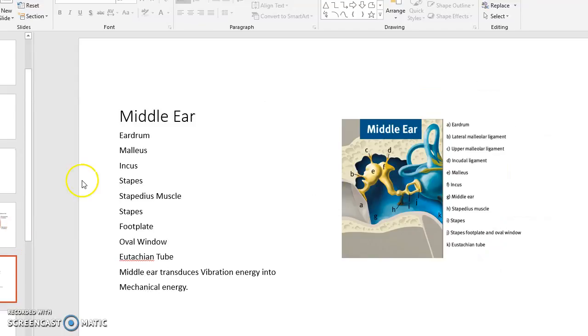Here is the middle ear. It consists of the eardrum, the malleus, the incus, the stapes, the stapedius muscle, stapes footplate, oval window, Eustachian tube. The middle ear transduces vibration energy into mechanical energy.